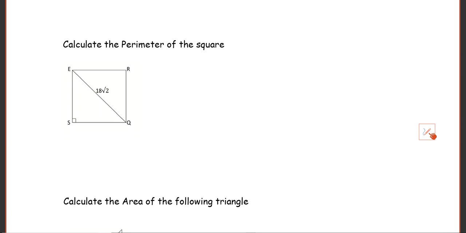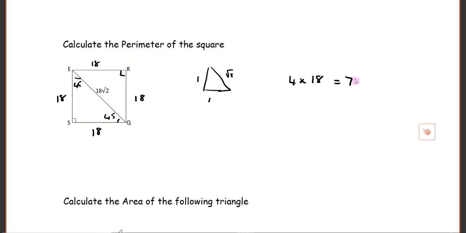Calculate the perimeter of the square. That was the information given. It's a square. Again, a square cut in half means that this is the 45, 45. So this has all been multiplied by 18, because we're basing it on the 1, 1, root 2 triangle. That's 18 times bigger. So this is 18, 18, 18, 18. The perimeter is 4 lots of 18, which is 72.